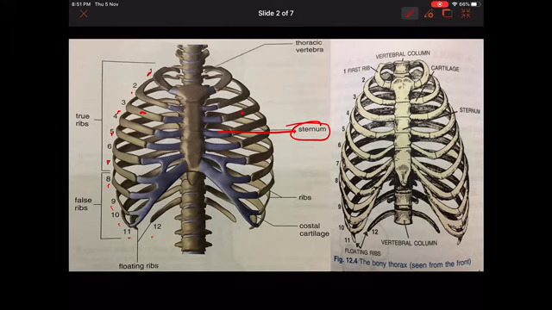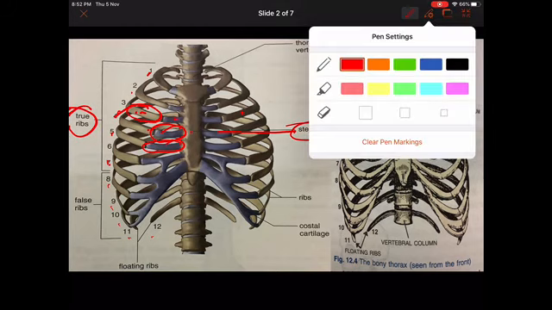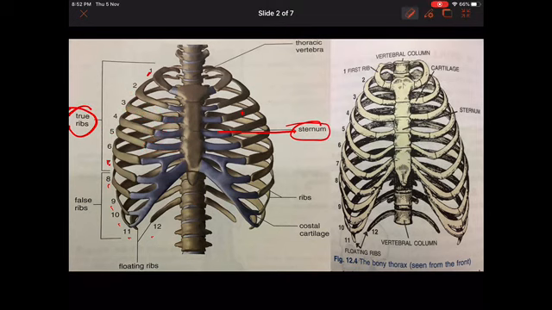The first 7 pairs of ribs are called true ribs. You can see 1 2 3 4 5 6 7, because these ribs are attached with the sternum in front with the hyaline cartilage. This is hyaline cartilage. You can see the different color is shown. It is not a bony part. The back part of the rib is the bony part. The front part of the rib is the cartilaginous part. You can see that this hyaline cartilage is of a different color, and it is directly attached to the sternum. So the first 7 ribs are directly attached with the sternum, so that's why they are called true ribs.